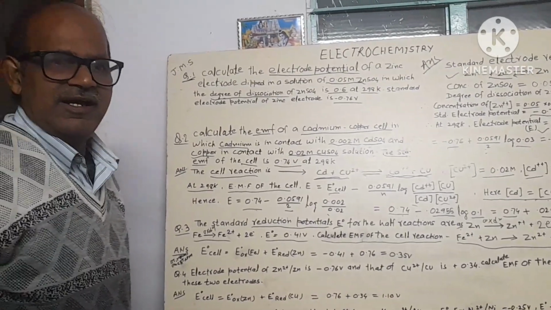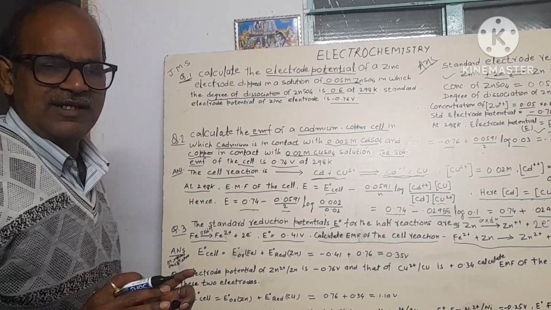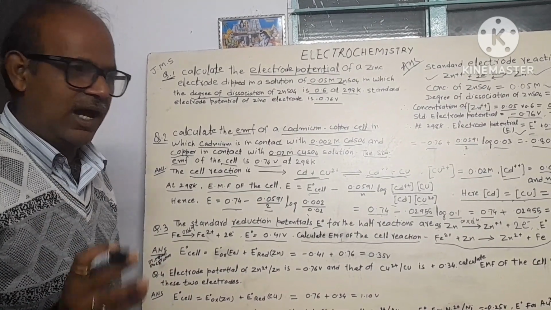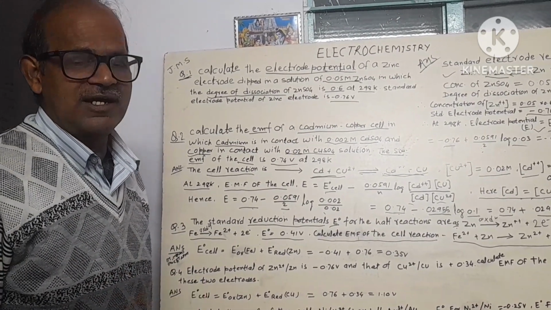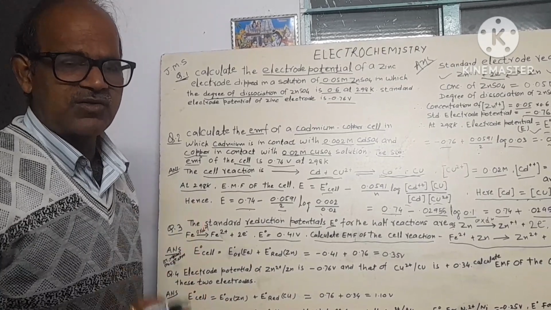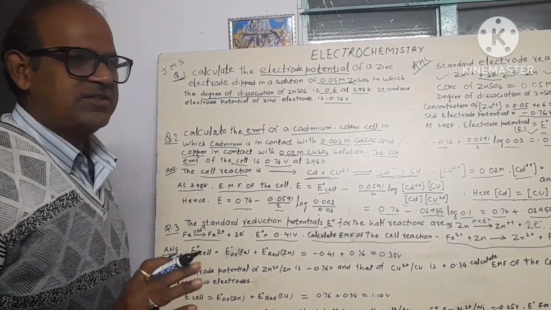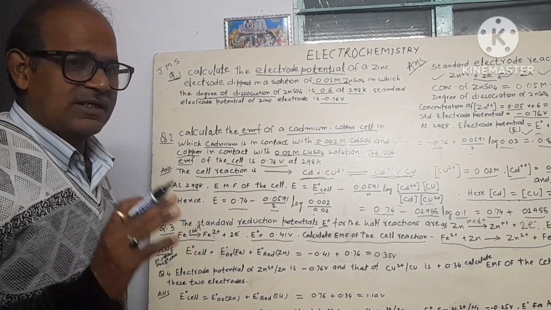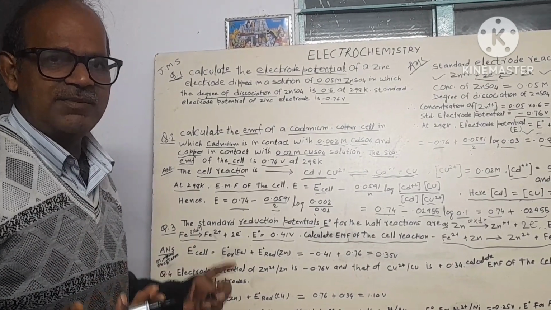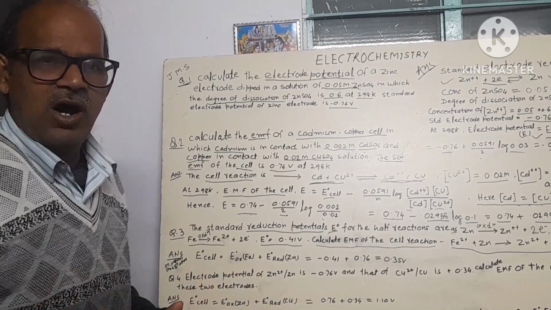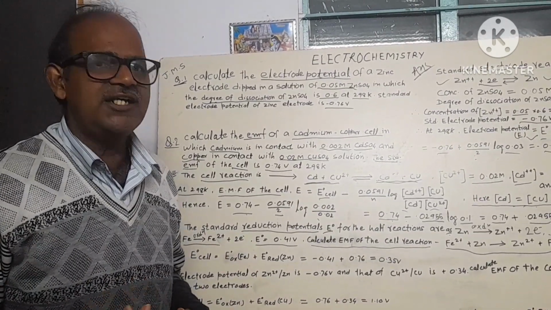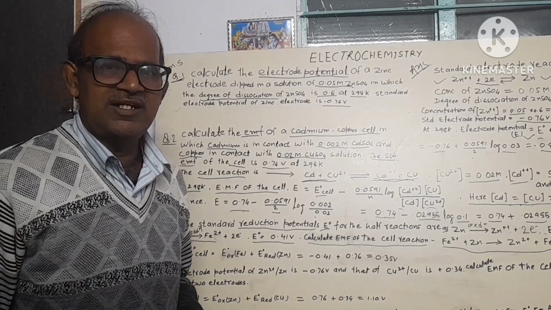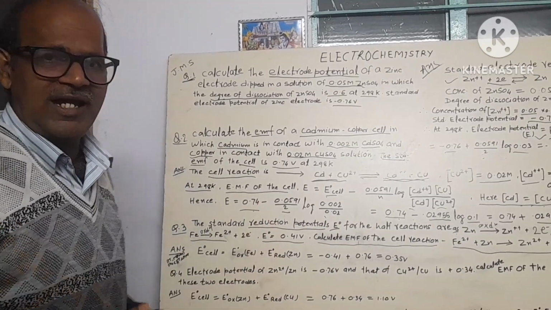Then see, in any cell reaction, one should be oxidation and the other should be reduction. Correct? Both processes are required, oxidation as well as reduction. Both processes are compulsory, otherwise there will be no reaction. You know, oxidation and reduction take place simultaneously, just at a time.